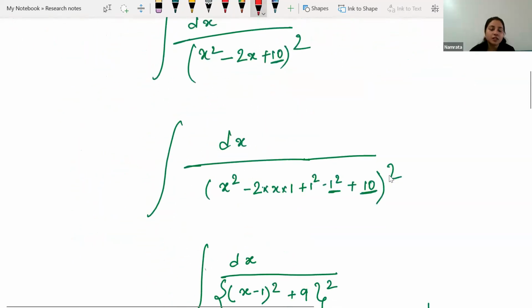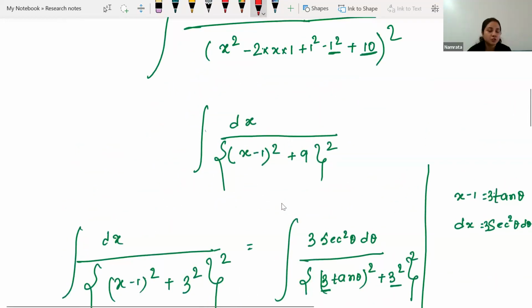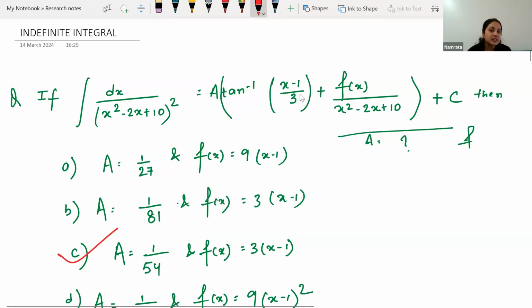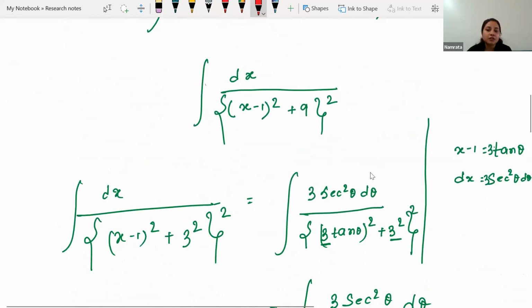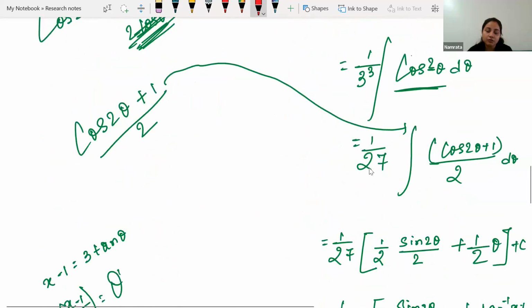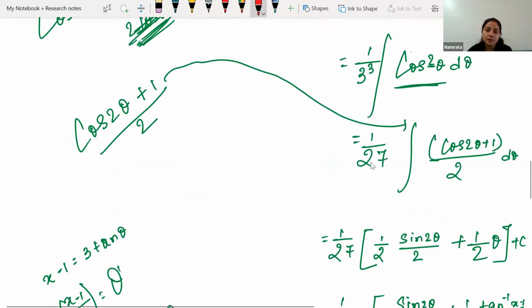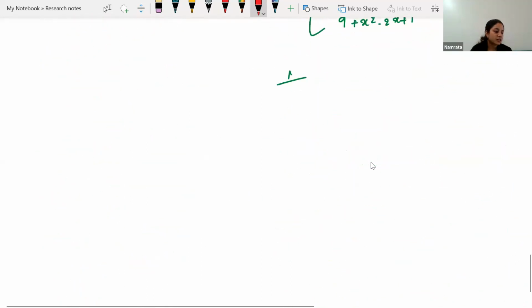What have we done here? We have just, first we were trying to do the factorization. That was not possible. So we made the perfect square. After that, we were thinking about what substitution to do. But the question is indicating that tan inverse is there. So maybe we will take x as tan theta and that will work. And yes, that worked also. Okay, and we have got our answer after doing all these steps. Let's take another question.